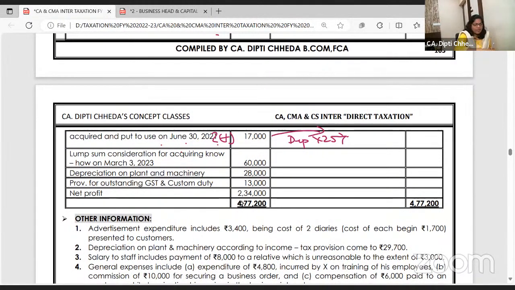Same way technical know-how. टेक्निकल नो हाउ आपका जो है ना, वो भी क्या है? टेक्निकल नो हाउ, कॉपीराइट्स, ऐड बैक. And then इसका डेप्रिसिएशन अलाउड है 25% का 50%. Why ma'am? Because this is purchased in March 23. It is used for less than 180 days.